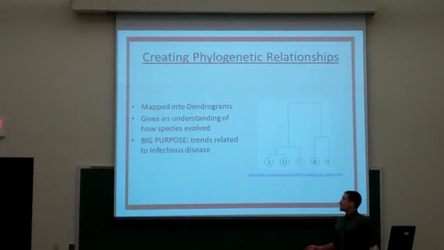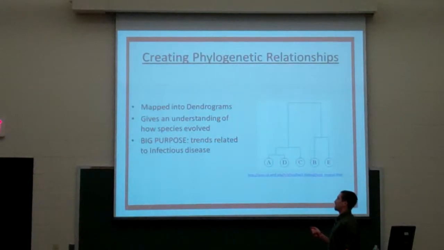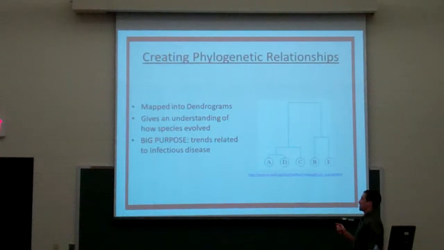Now, these maps that I've been talking about, these models, are seen right here. Many of you have seen these before. They're called dendrograms. These show the evolutionary process to get these species right here now, and it gives an understanding of how these species evolved. So different sites of where these mutations occurred.